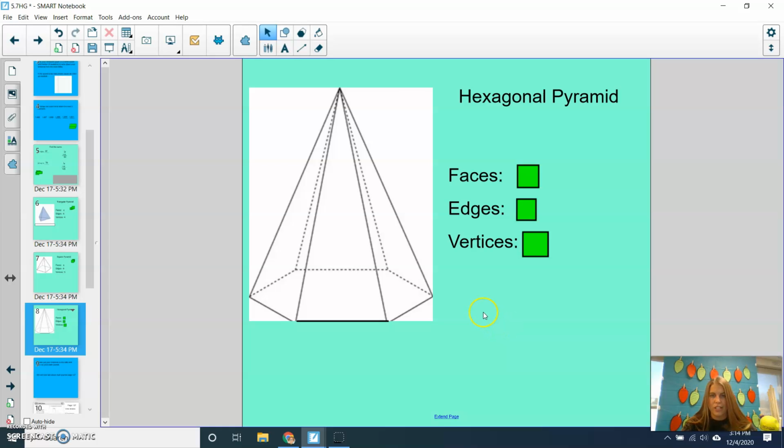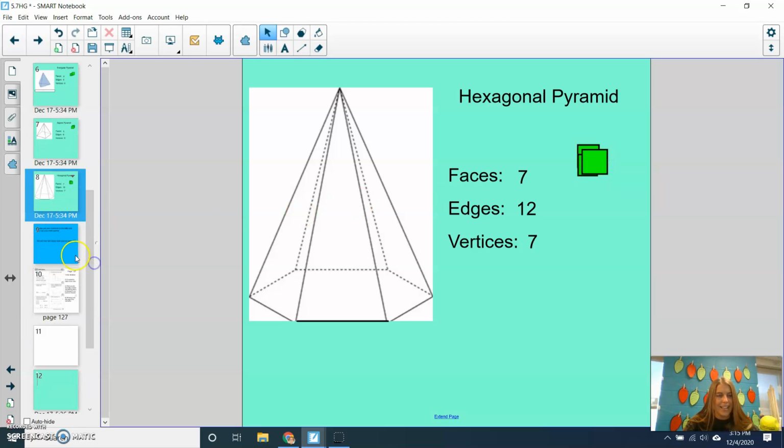All right, second graders. So since it has 6 sides, I know that there's 6 faces going around, plus there's 1 on the bottom. So I know that there's a total of 7 faces. For my edges, I know that there's 6 edges going around, and then also 6 edges along the bottom. 6 plus 6 is 12, giving me 12 edges. For my vertices, I know that there's 6 along the bottom, plus 1 on top for 7 vertices.